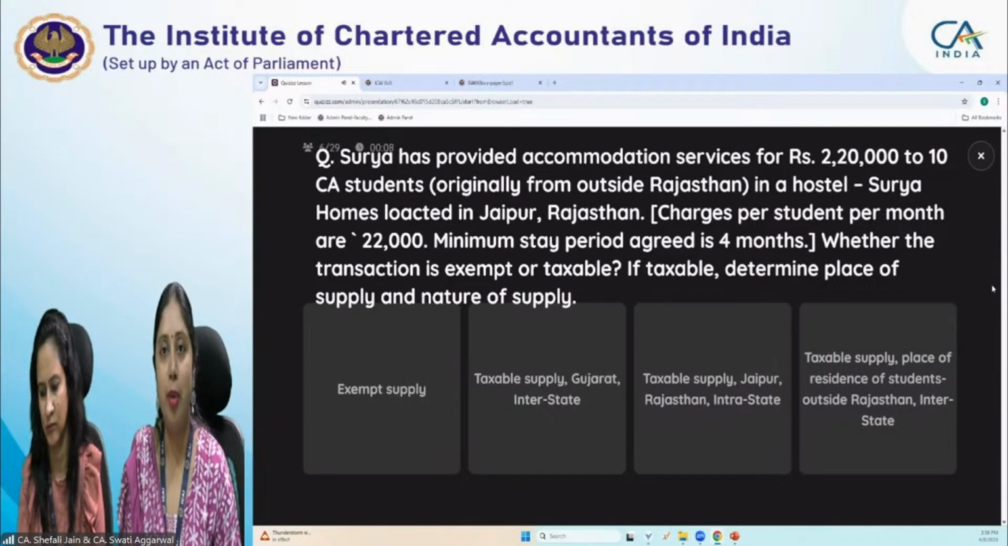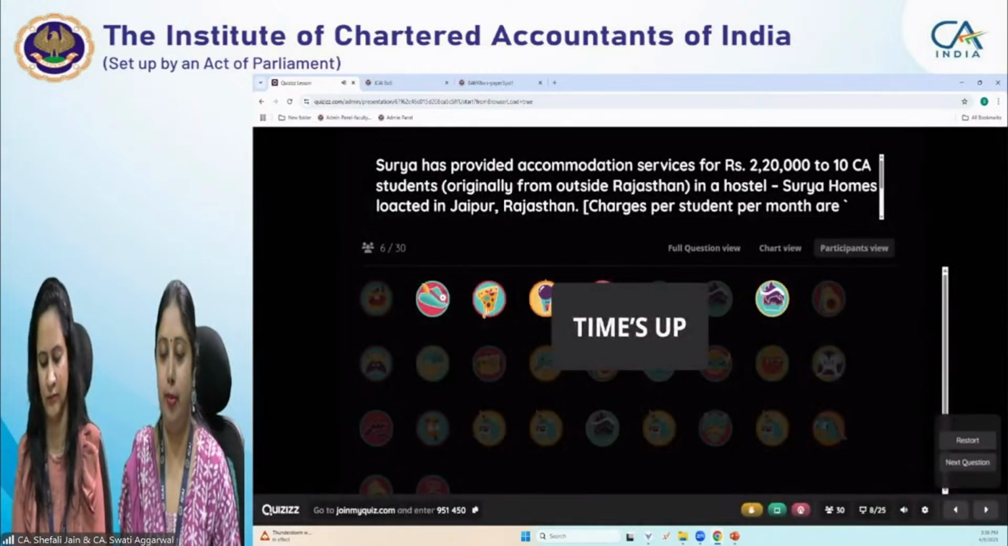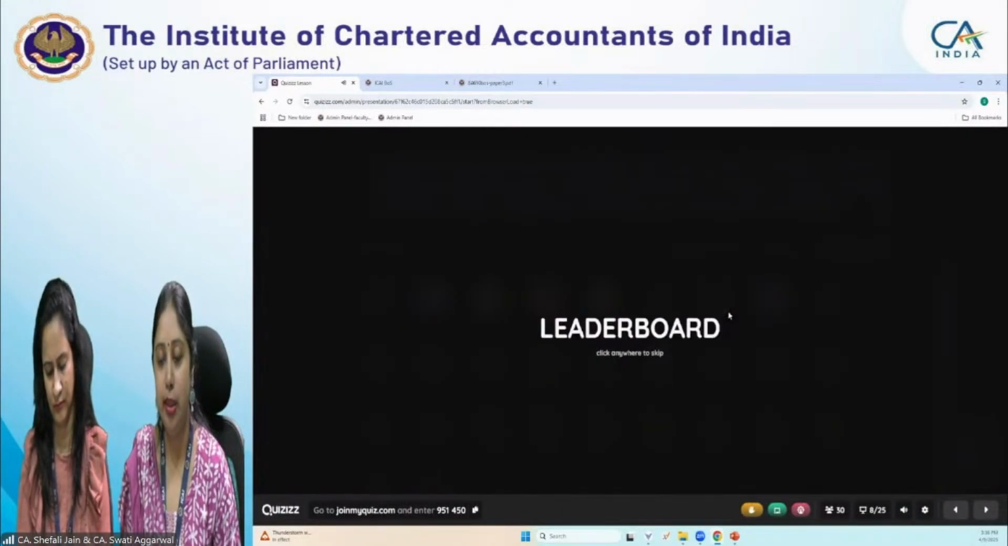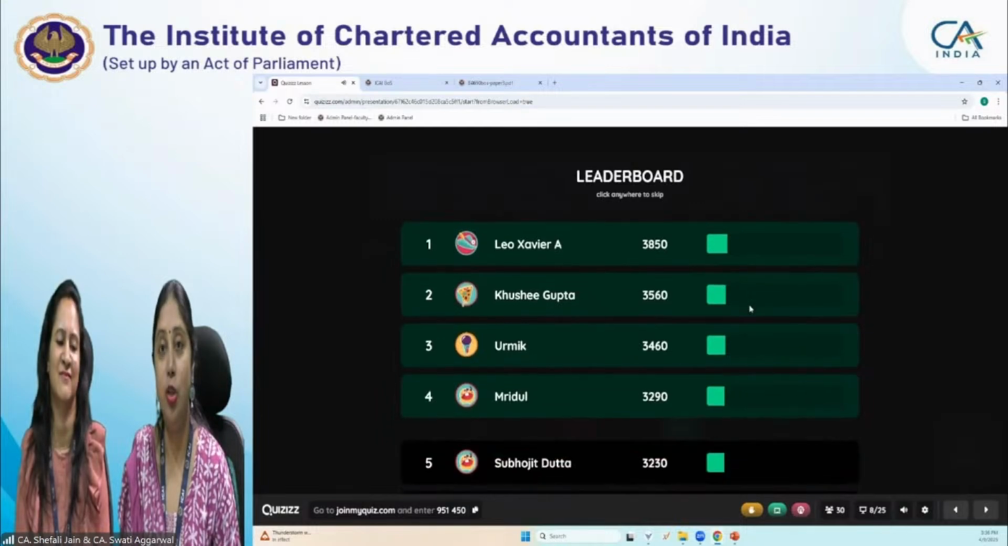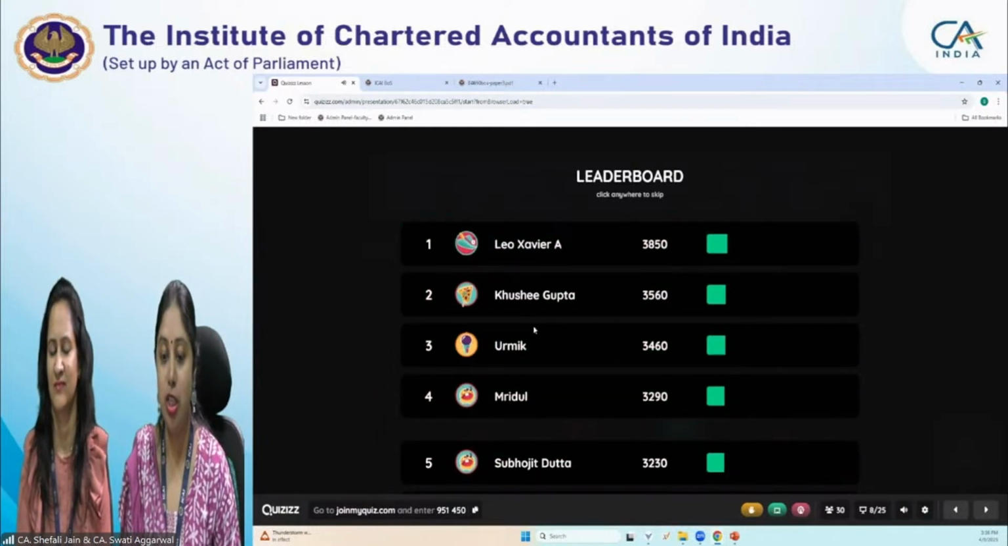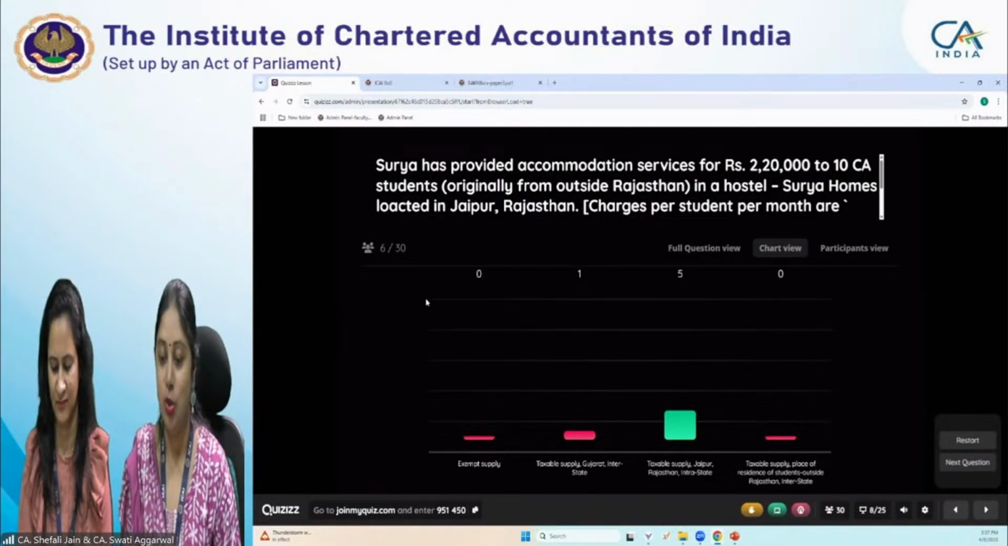Six students have marked the answer. Let us see what is your performance after this question. So time is up. So on the leaderboard, we have Leo on the top now, Kushi, Urmik, Mridul, and then we have Subhajit, Hitain, and V. So the correct answer here is taxable supply.